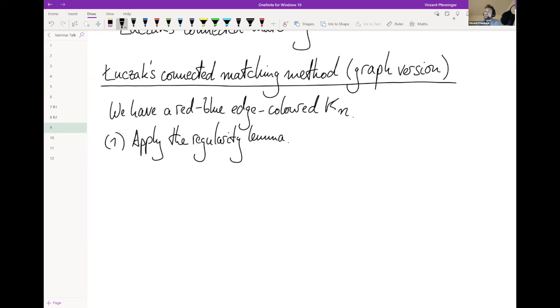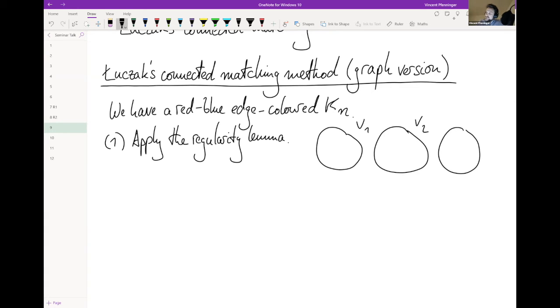But this regular partition is actually also a regular partition for the graph induced by the blue edges, because these graphs are complements of each other. Okay, so we get a partition of the vertices into clusters V1, V2, V3, and so on.